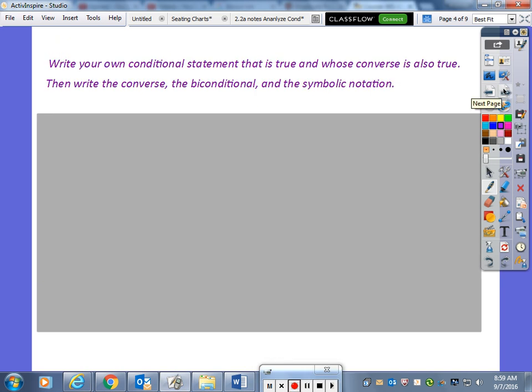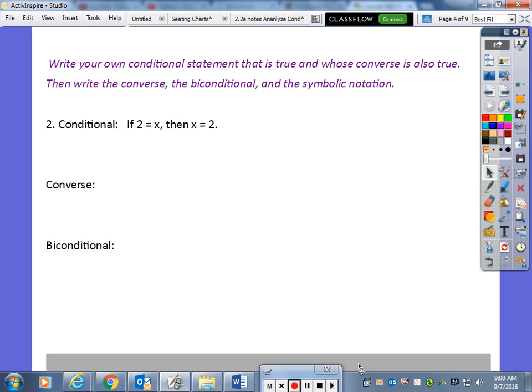Why don't you pause your video for a minute now and write your own conditional statement that is true and whose converse is also true, and then you write the converse, the biconditional, and all three statements in symbolic notation. What about this one? The conditional states if 2 is equal to x, then x is equal to 2.